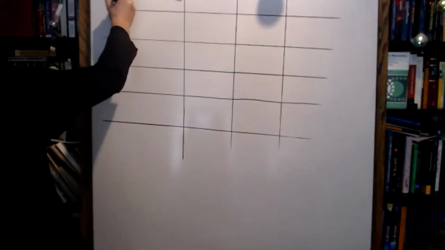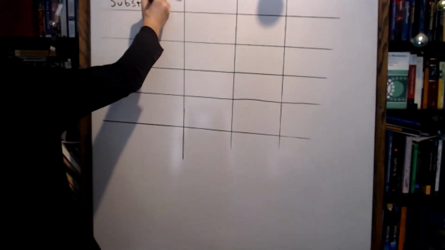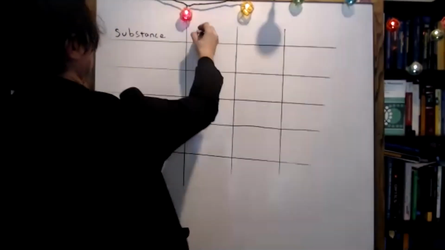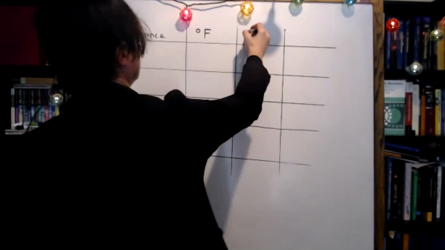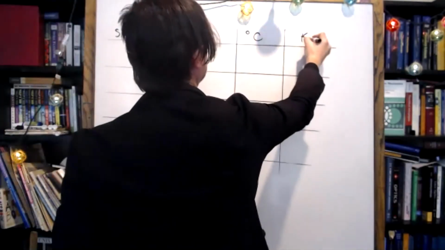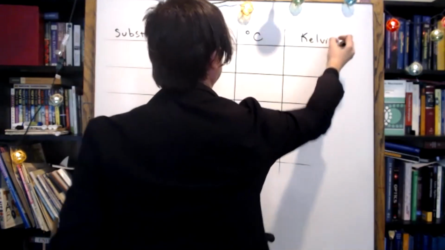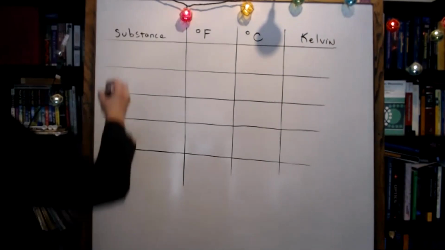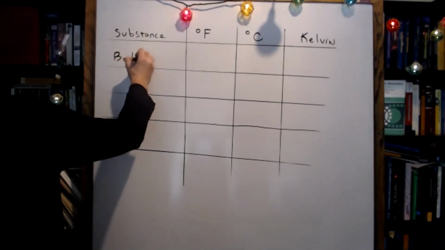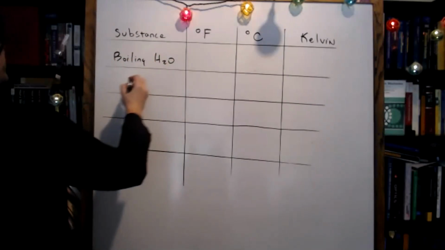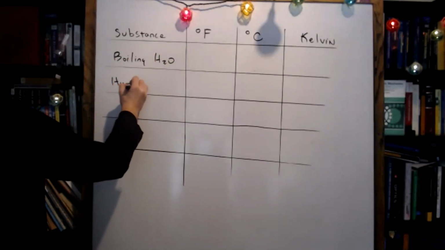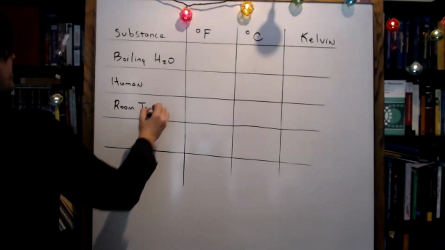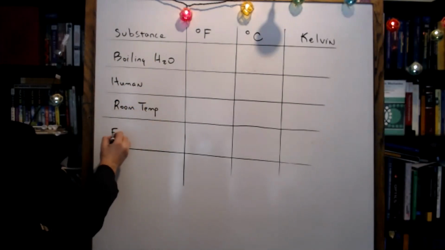So this will be the substance. Let me make sure that you guys can see all of this on the board here. Sorry. This will be the substance. This will be in degrees Fahrenheit, degrees Celsius, and then the scale that I need you to know about, the Kelvin scale, which is what we're primarily going to work in. So we will do boiling water. We will do a human being. We will do room temperature. We will do freezing water.